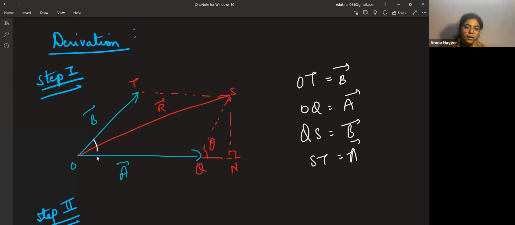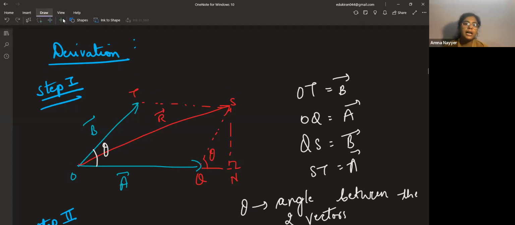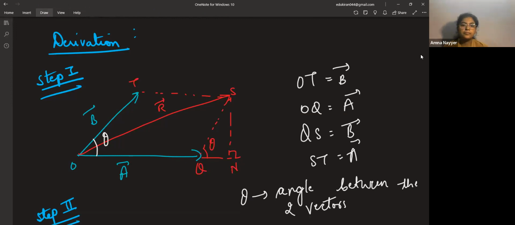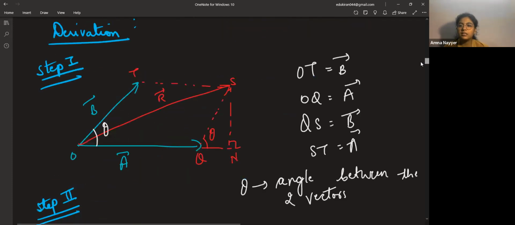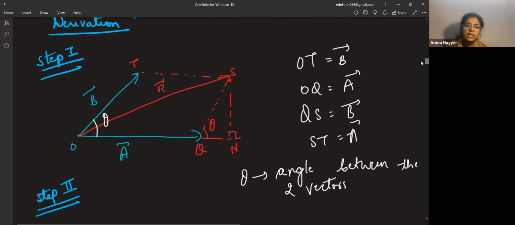What is the angle between A and B? Theta. Theta is the angle between the vectors A and B. Okay, next step. The next step is to find out the magnitude of this. We have done the geometrical construction. The second step is this. Now, look at this bigger triangle, triangle OSN, let me write it first.